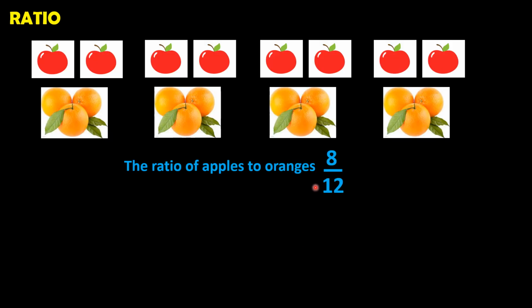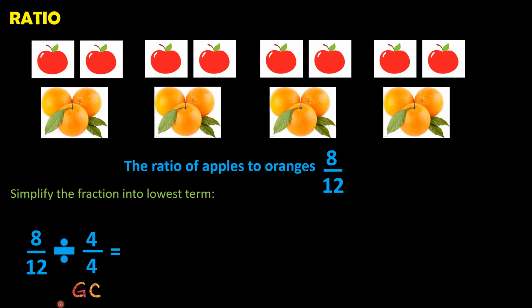From the pictures, we can see that the ratio of apples to oranges is 8 is to 12. So 8 apples is to 12 oranges. There are 8 apples for every 12 oranges. So what if we are asked to simplify that fraction into lowest term? So the given is 8 over 12. Again, we need to find the biggest number that can divide both 8 and 12, and that is 4. We call that 4 the GCF.